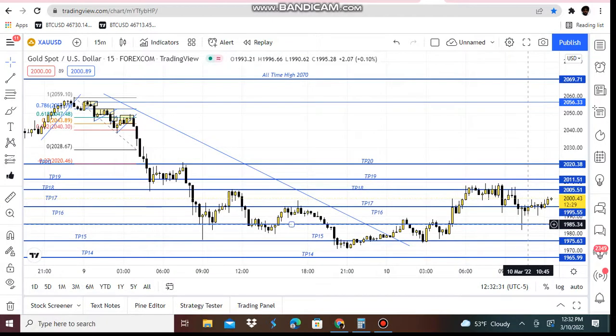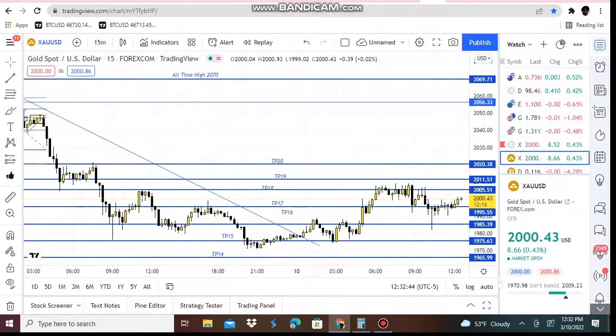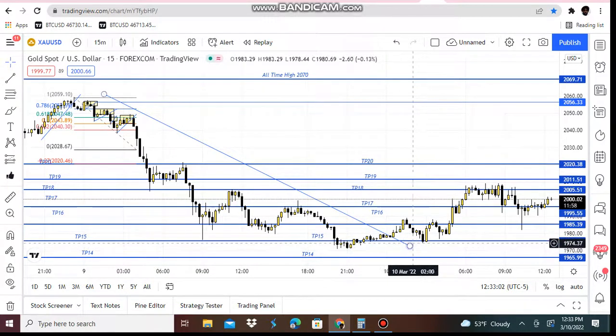It consolidates at take profit 18 before heading back down to take profit 16. Now gold is at take profit 17 right now, at 2000 and 2001. Let me just double check that. Yeah, 2000. So, gang, this is how we trade. Wait for price to break this trend line. You can see we were in a downtrend from March 9th, from 2059 all the way down to 1971. It breaks this trend line, makes higher highs and higher lows and higher highs. Wait for price to break this trend line.